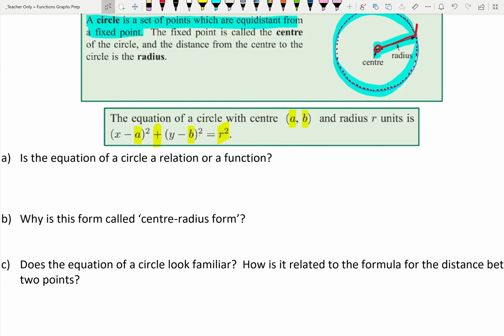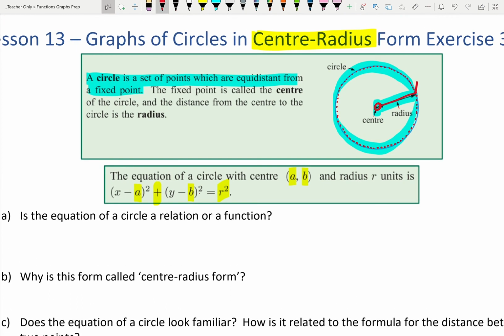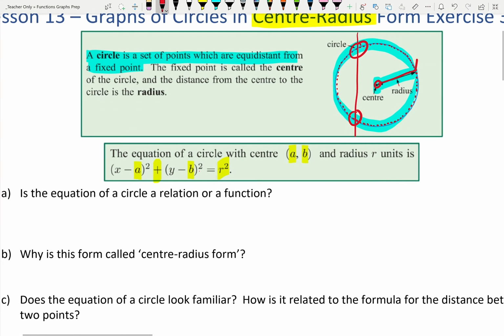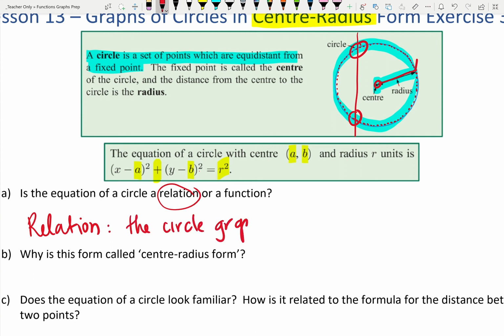So is the equation of a circle a relation or a function? Remember, if we're going to do the vertical line test, we can draw an infinite number of vertical lines that will cut the circle in both directions. So it is a relation. And the justification that we would give is simply that the circle graph fails the vertical line test, and that's all we would need to put.